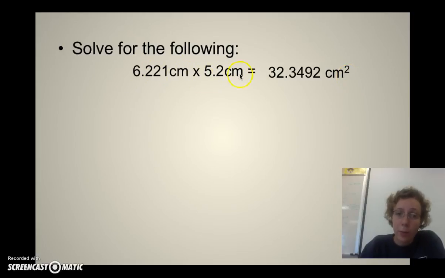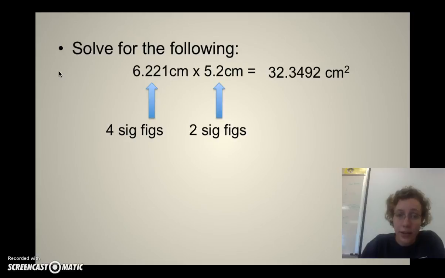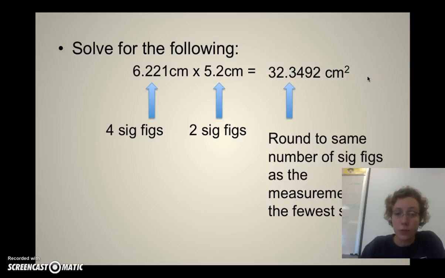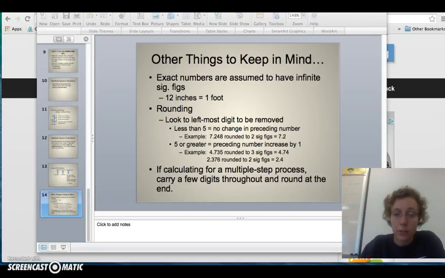Okay, if I want to round this answer to the correct number of significant figures, then I have to know how many sig figs I have in each of these numbers. So if I look at my 6.221, there's non-zero digits, so there's 4 sig figs. If I go to my 5.2, those are all non-zero, so that should be 2 sig figs. If I'm comparing my 4 versus my 2, 2 is the least significant. It's the least number, so that means I have to round my answer to that least number. So round the answer to the same number of sig figs.